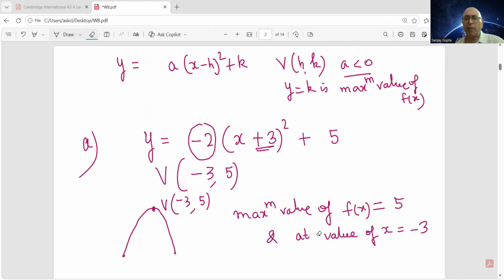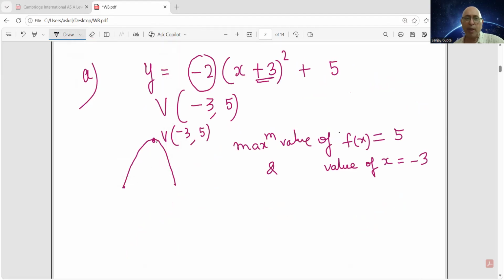Okay. So the value of x is -3, then y is equal to 5, and that is the maximum value of the function. Now the function cannot take any value more than 5. You can see on both sides, the y values are becoming less than that. This is the maximum value.